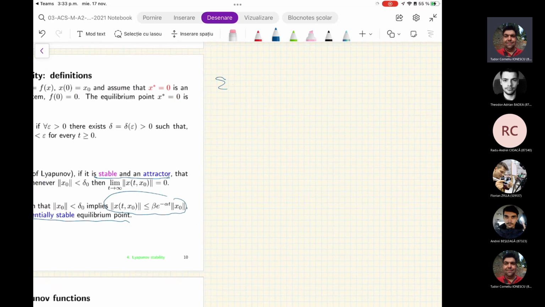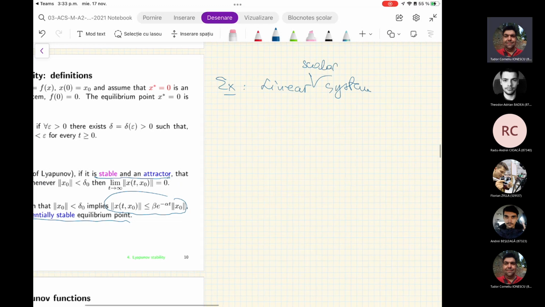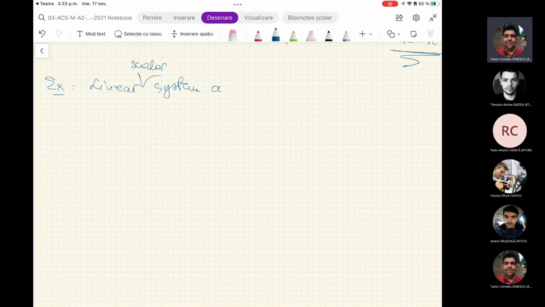And now let's give the example of the linear systems. Let's take it scalar first, as a special case. x dot is ax, whose solution is explicit. We know that with the initial condition x naught, the solution is e to the power at, times x naught.